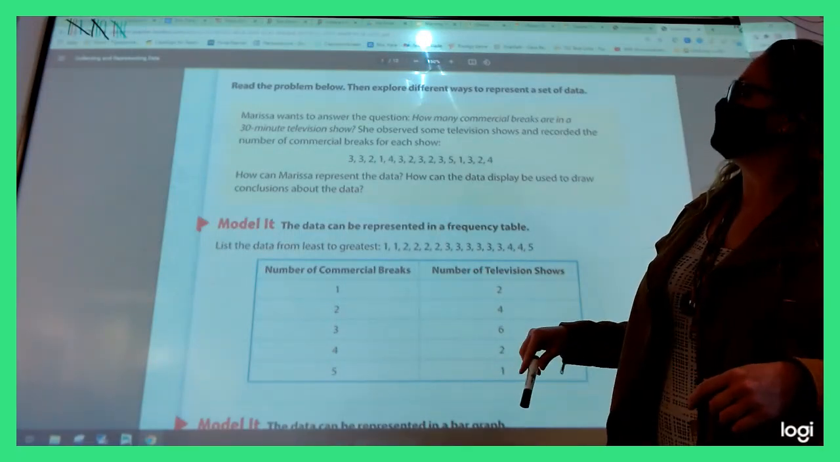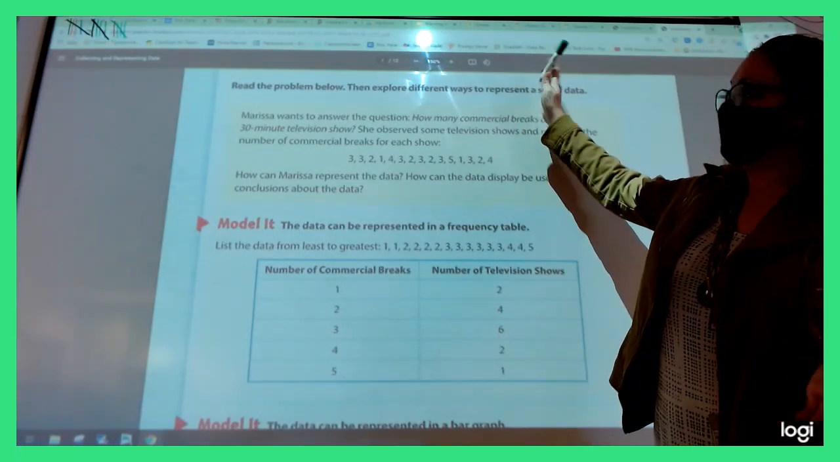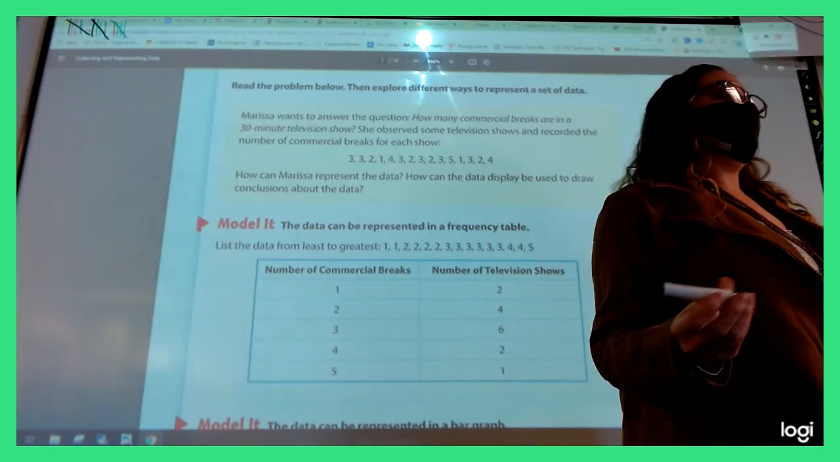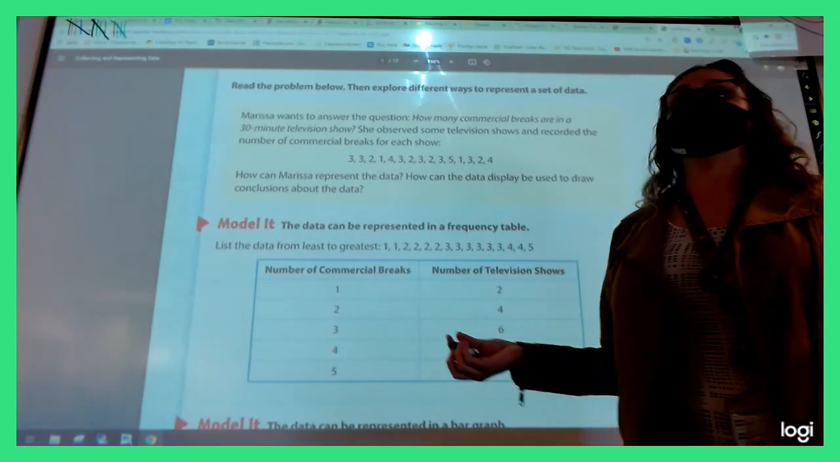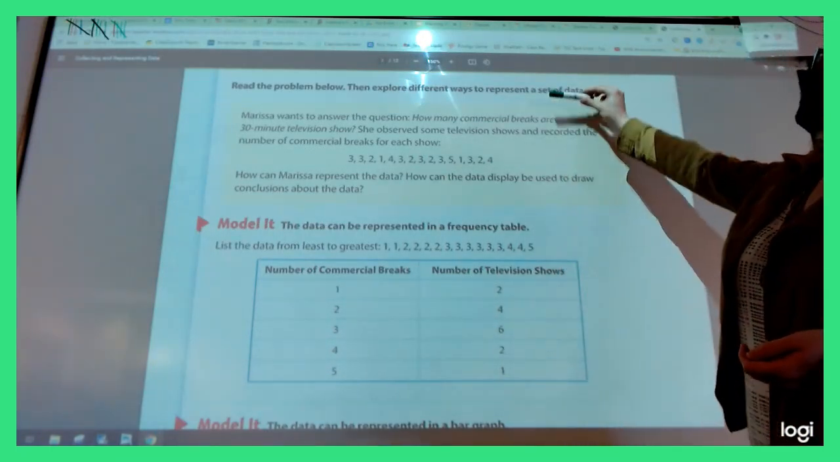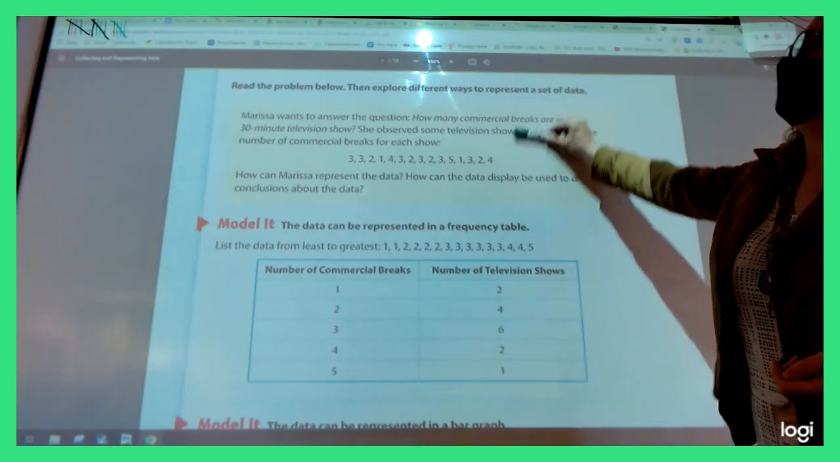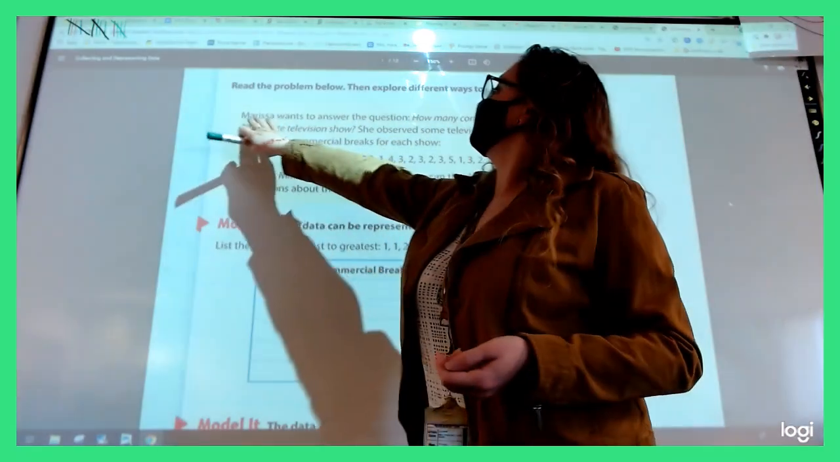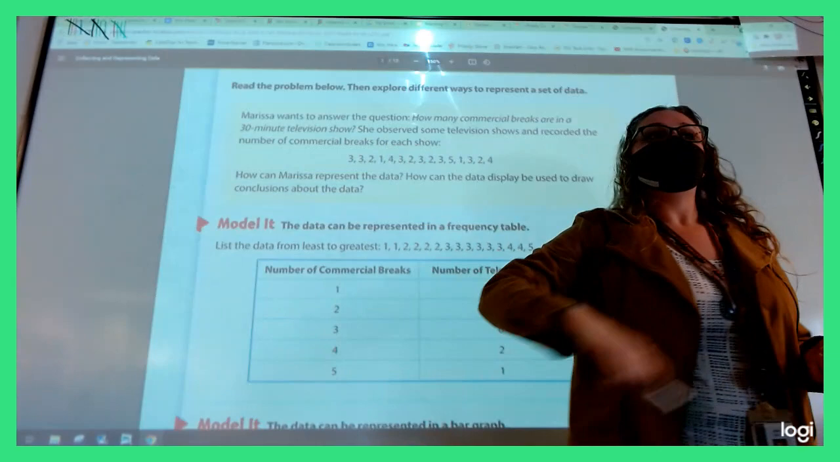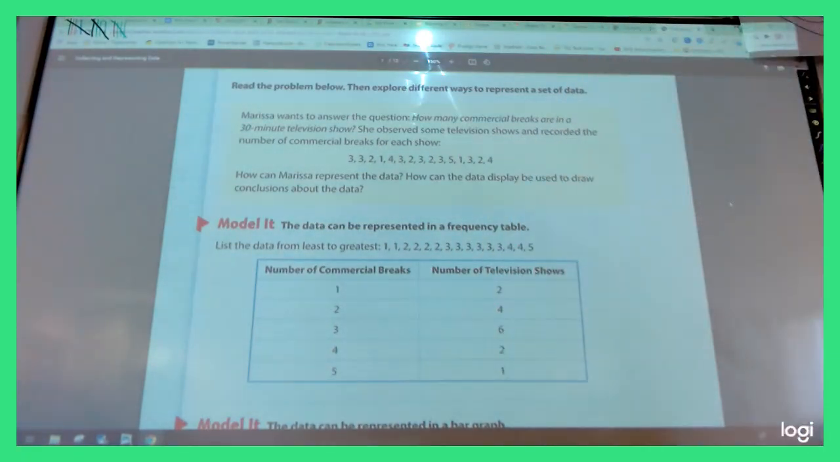Please follow with us. And this is all about data, okay? And basically, data is just numbers. Numbers about something. I need someone to read this little part about Marissa up here. So her name is Marissa. Josiah, nice and loud. Marissa wants to answer the question, how many commercial breaks in a 30-minute television show?